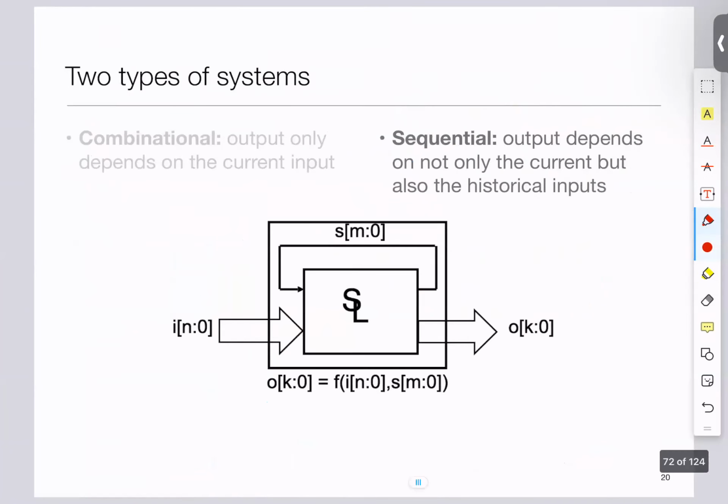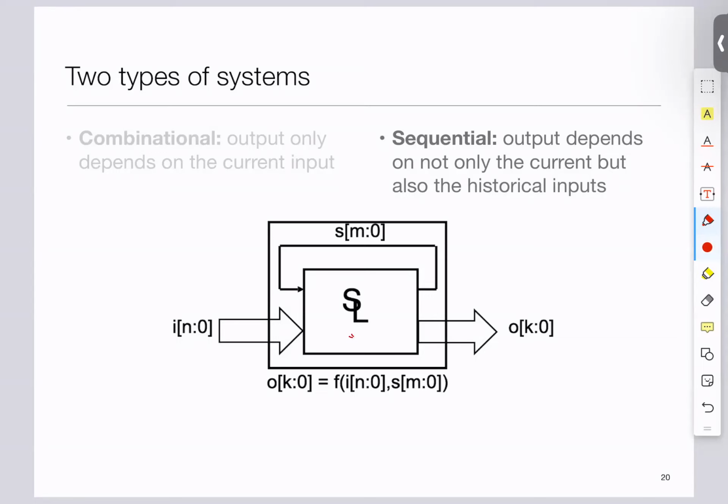So stepping back, we have two kinds of systems. Combinational systems, where output at all times follows the input. So output at time t is dependent only on the input at time t minus a little bit of epsilon to account for physical delays. And then sequential systems, where output depends on both what the input is and what is in the memory. So it's a function of both.